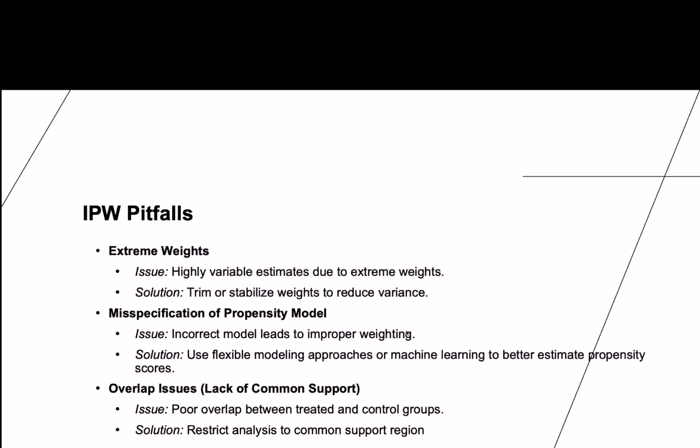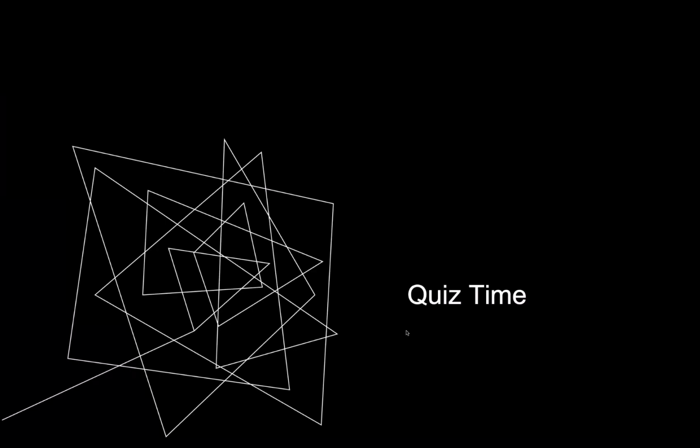For inverse probability weighting, extreme weights can make estimates unstable. Stabilizing or trimming weights helps. Also, make sure your propensity model is flexible enough. Finally, restrict analysis to areas with good overlap.